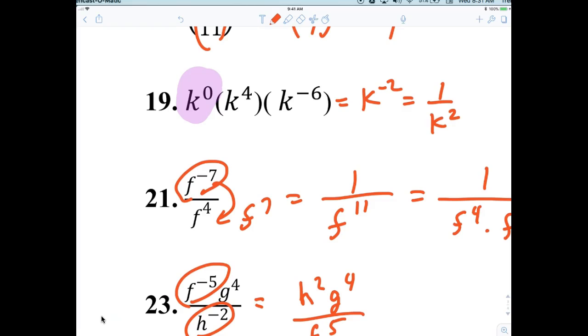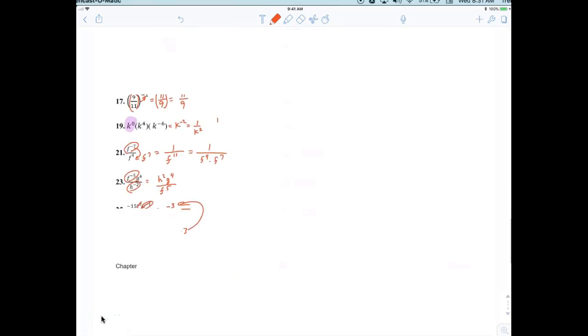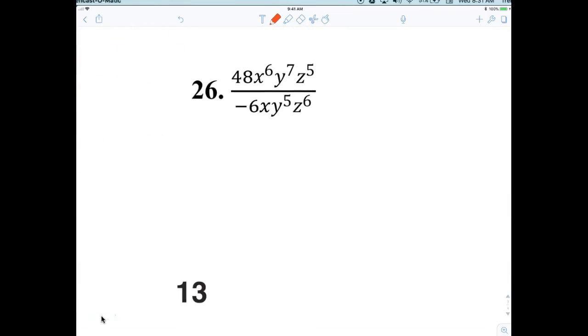Somebody else. Yes. I'll do 26 for you, because it's really hard. All right. 48 divided by 6 is still what? -8. Very good. Now how many x's are on top? How many on the bottom? How many can you cross out? Okay, you can cross 1 out and you're left with 5.